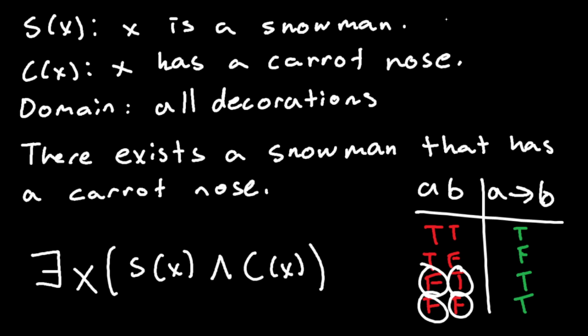We don't care about the decorations that aren't snowmans. But the conditional states that if the decoration is not a snowman, then no matter what, you're going to get back true, which is not the case for the sentence. So hopefully that helped. The AND operator and the conditional, those are completely different, okay?